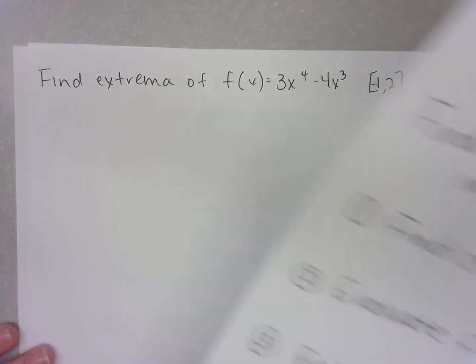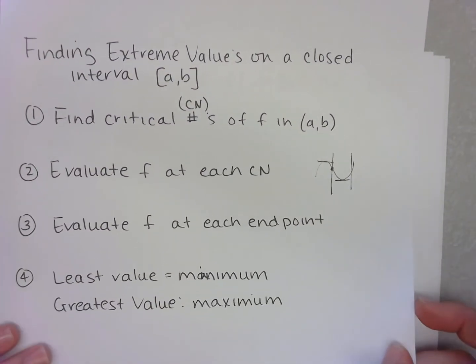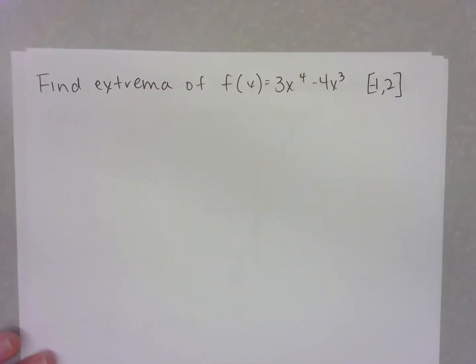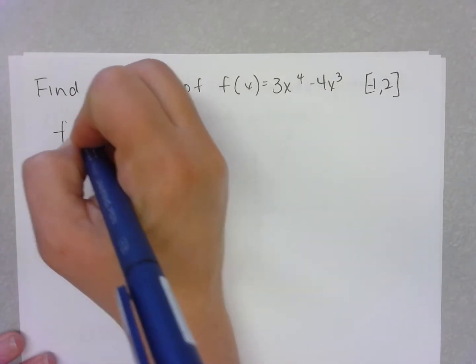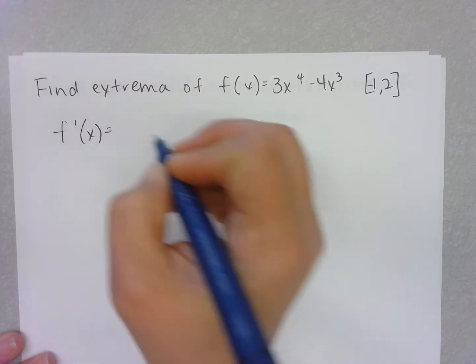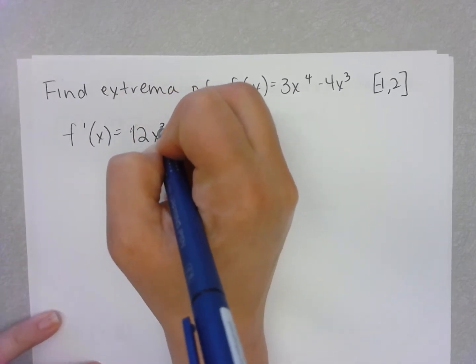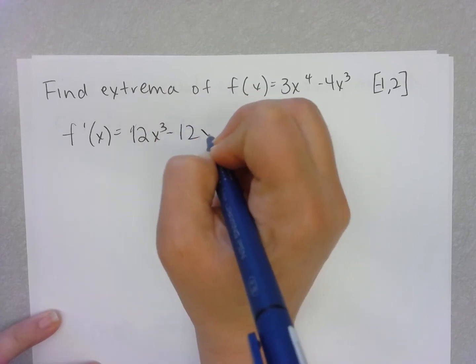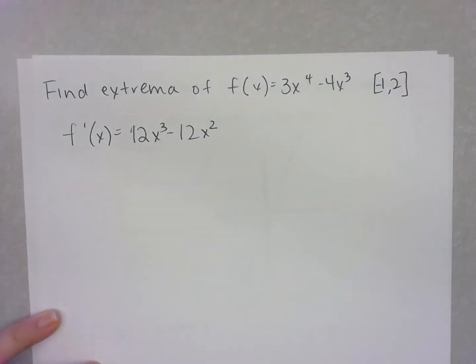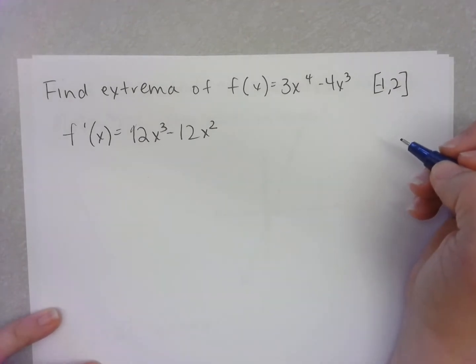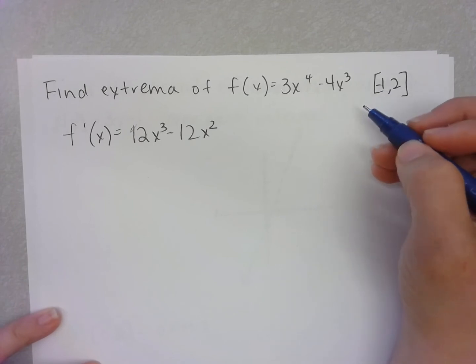All right, so my instructions tell me to first find the critical numbers of f in [-1, 2], which means I need to find f prime. So f prime of x is equal to, using the power rule, 12x cubed minus 12x squared. I'm going to find places where f prime is equal to 0. I can also find critical numbers where f prime fails to exist, but with a polynomial function, I'm not going to have a place where f prime fails to exist.